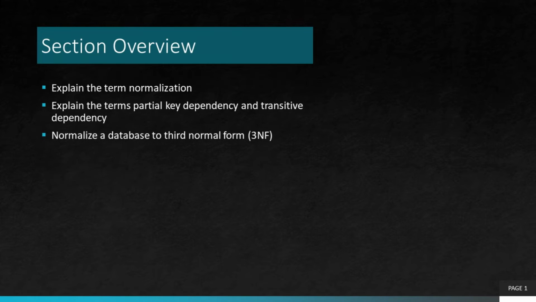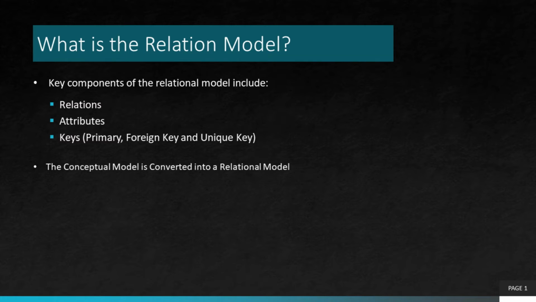In this section, we're going to be explaining normalization, explain the terms partial dependency and transitive dependency, and how to normalize a database up to third normal form. So before we go any further in this section, it's very important that we understand what is the relational model. Now, the relational model is a foundational approach to managing and organizing data in a database. This was first introduced in the 1970s by Edgar F. Codd and remains the basis for modern database management systems.